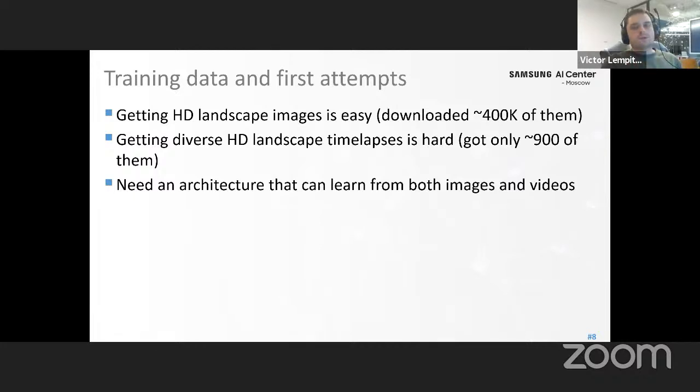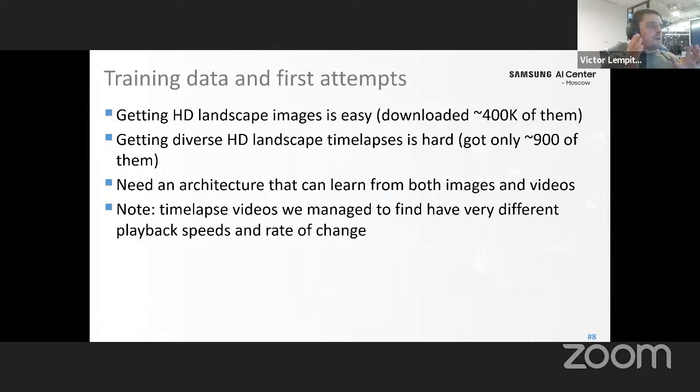So obviously we need to build an architecture which can train from both sources, the images and the videos. Also, the time-lapse videos that we have found have very diverse playback speeds, the rate of change. So the training process should be robust to this variation in the animation speed.